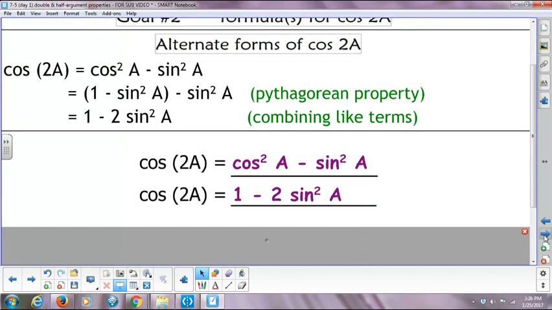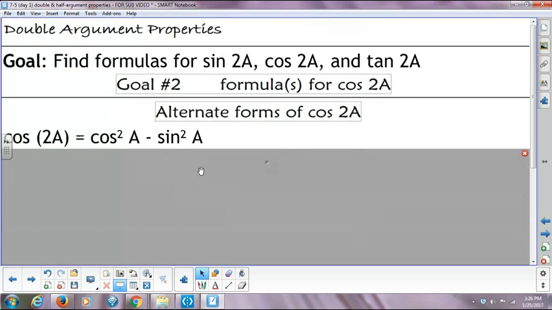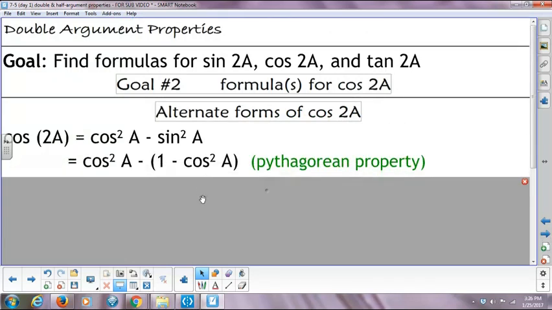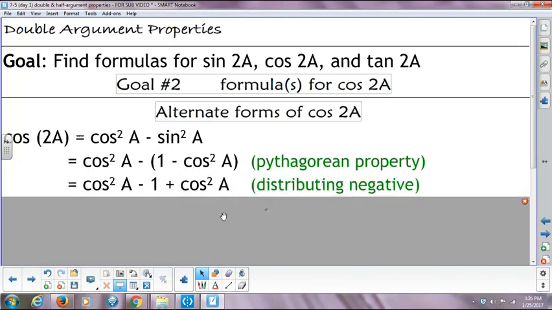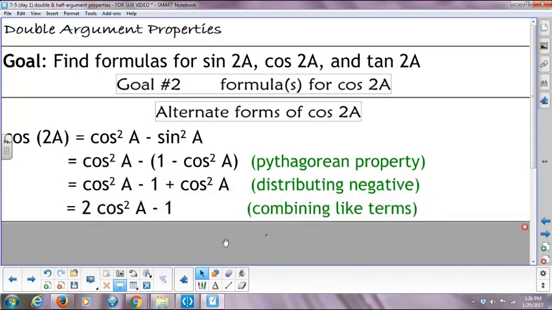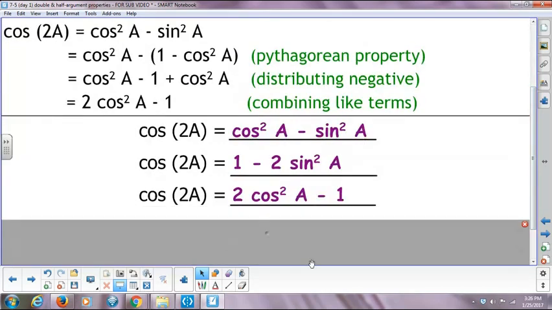And then there's actually a third one. But you start back with that first one we found. This time, instead of substituting for cosine squared of a, you substitute for sine squared of a using Pythagorean. You need to make sure you distribute that 1 properly. So it's going to be minus a negative cosine squared, so it's going to be plus cosine squared. And then you combine like terms, and you have 2 cosine squared of a. So there are all 3 of the double arguments for cosine. You're really going to want to memorize all 3 eventually.